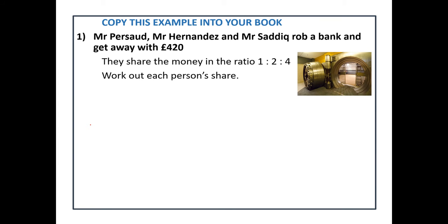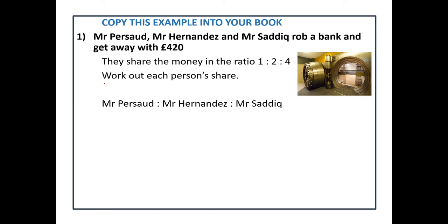So sharing ratio. If you copy this example into your book and work through it with me. Mr. Persuade, Mr. Hernandez and Mr. Sadiq rob a bank and get away with £420. They share the money in the ratio of 1 to 2 to 4. Work out each person's share.